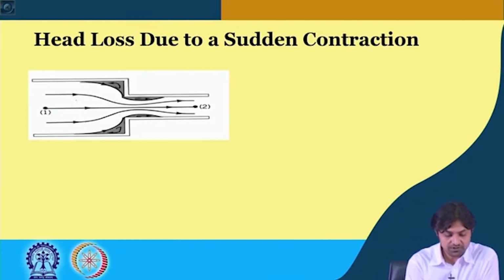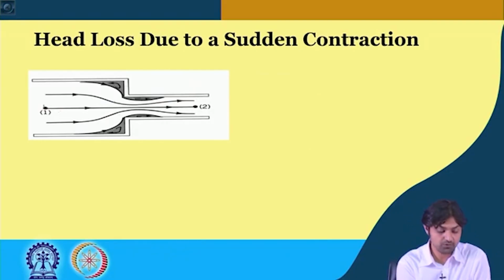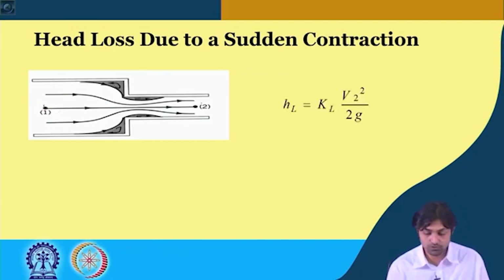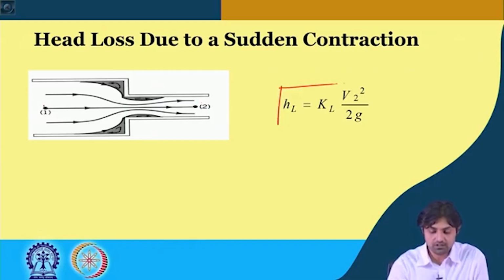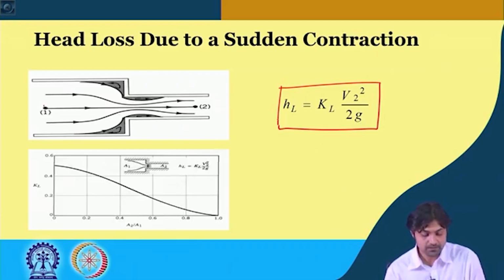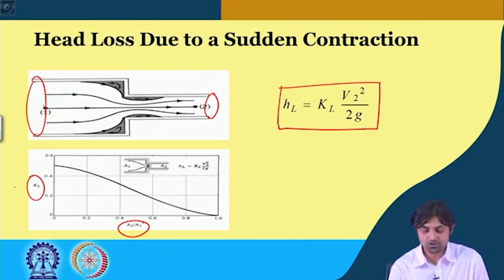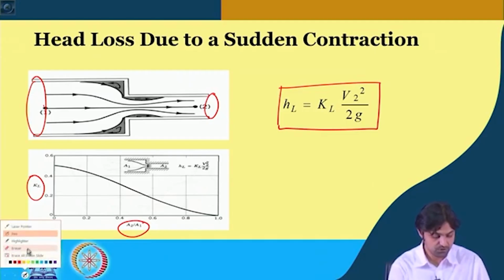So, if this is the contraction depicted by point 2, so fluid at point 1 goes through a contraction and is at point 2, we write head loss is KL into V2 square by 2G. And what is this KL? KL can be found out as a function of A2 by A1, the ratio of area 2 and area 1. Most of the time you would be given these values directly, or a curve like this will appear, but for certain standard conditions you are expected to know this.